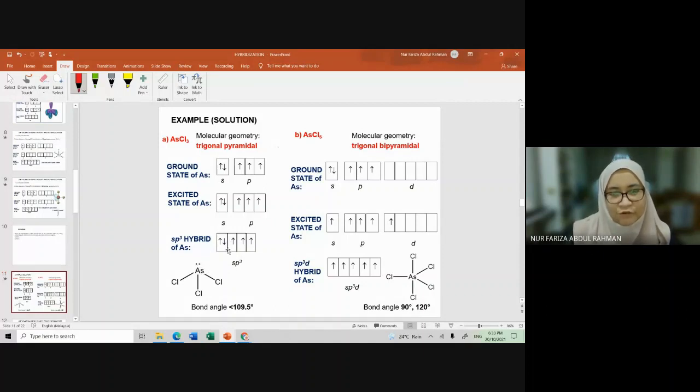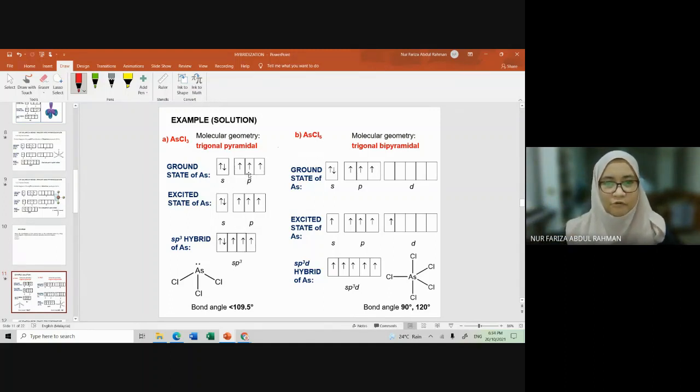Maksudnya, bila you buat hybridization tu, you kena bear in mind that one of the orbital in the hybrid orbital should be a full-filled orbital. Okay, so tu kena take note lah benda-benda macam tu, sebab that's why saya kelaskan dia all bonding pairs, and then if dia ada lone pair, and then kalau multiple bond.